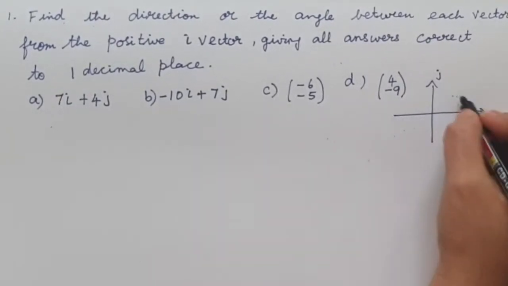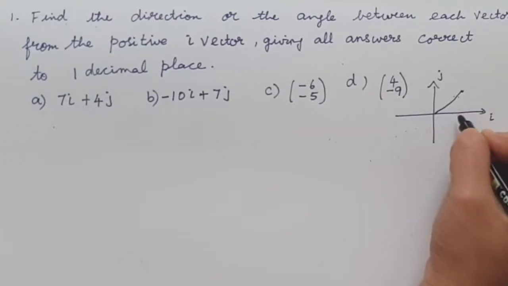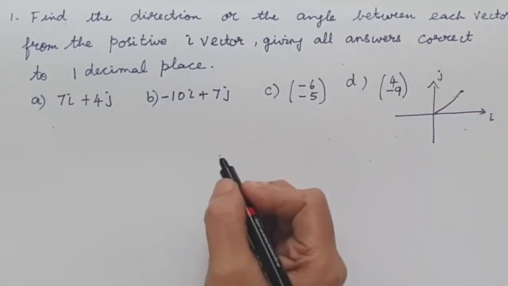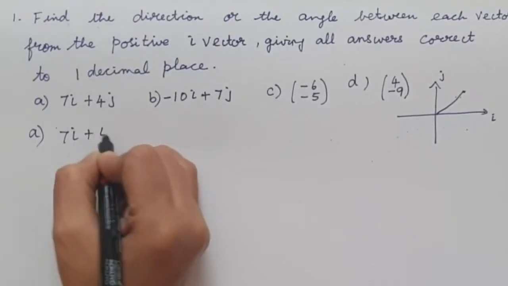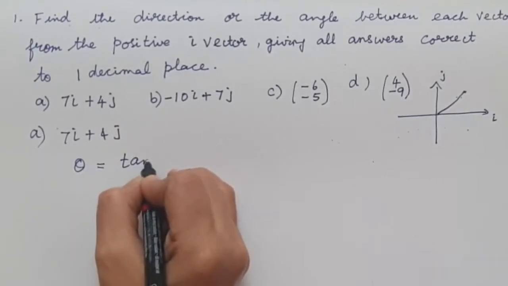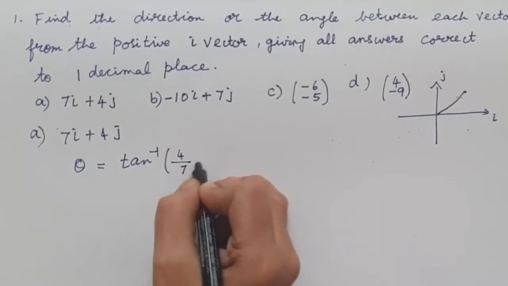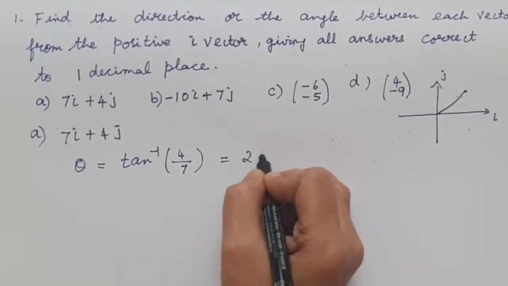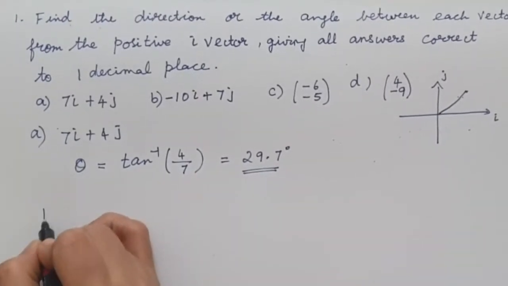Now 7 and 4 is over here, so this angle we need to find. For the first one, 7i plus 4j, our direction or angle is tan inverse of y over x. Y is 4, so 4 over 7, which will be equal to 29.7 degrees. Now the next thing, B.